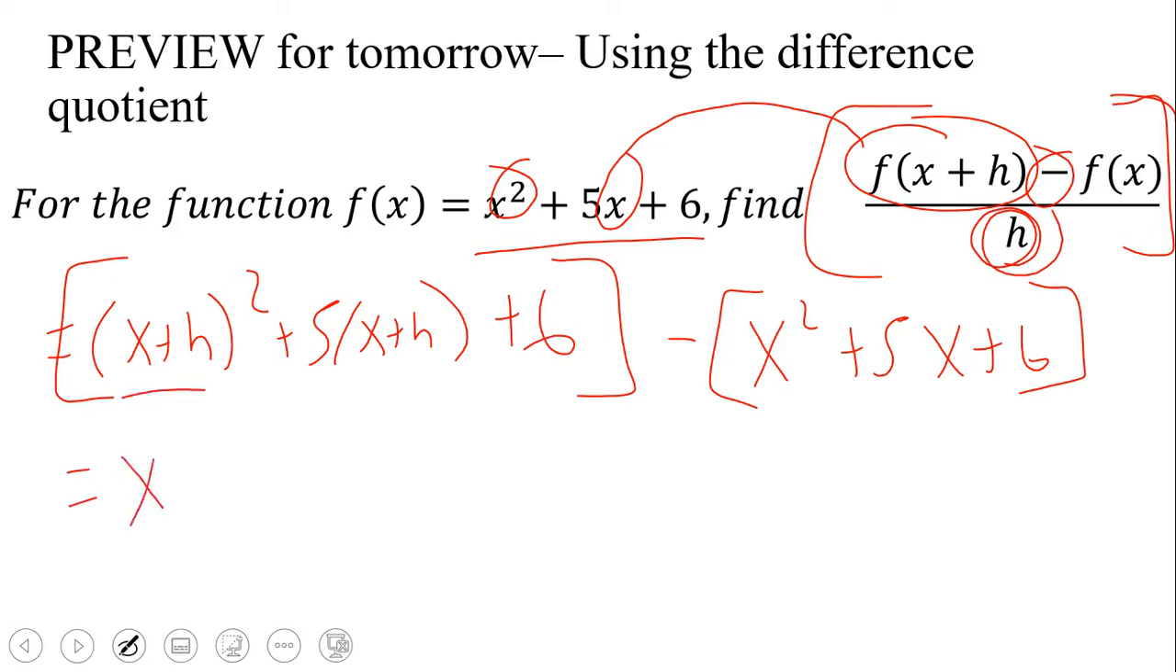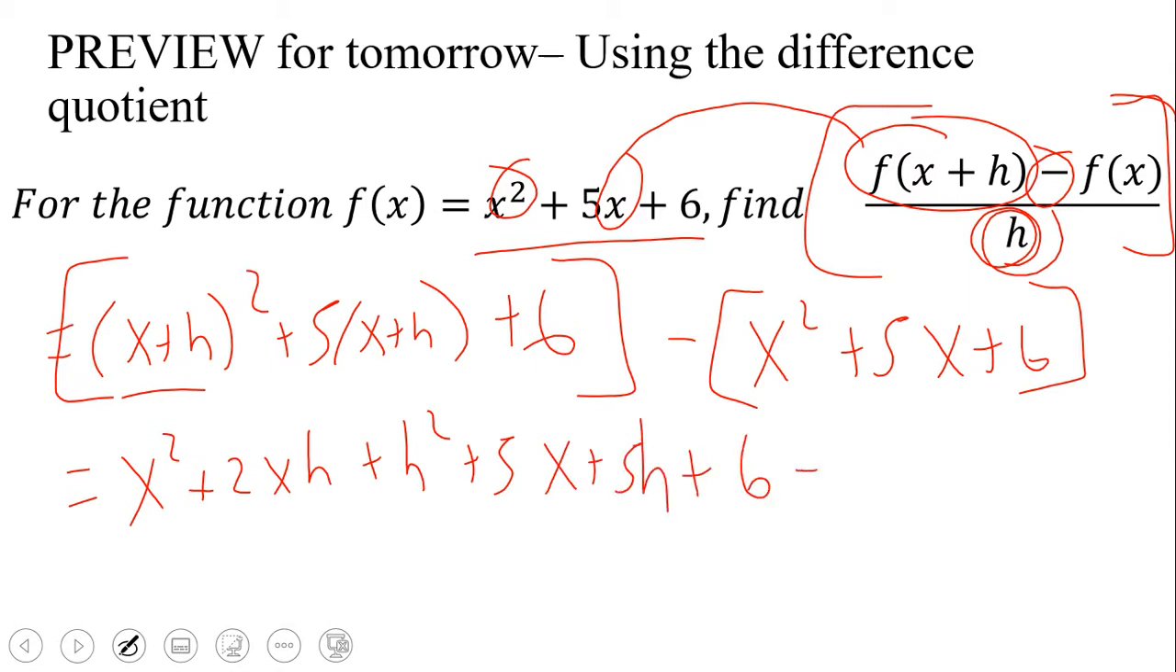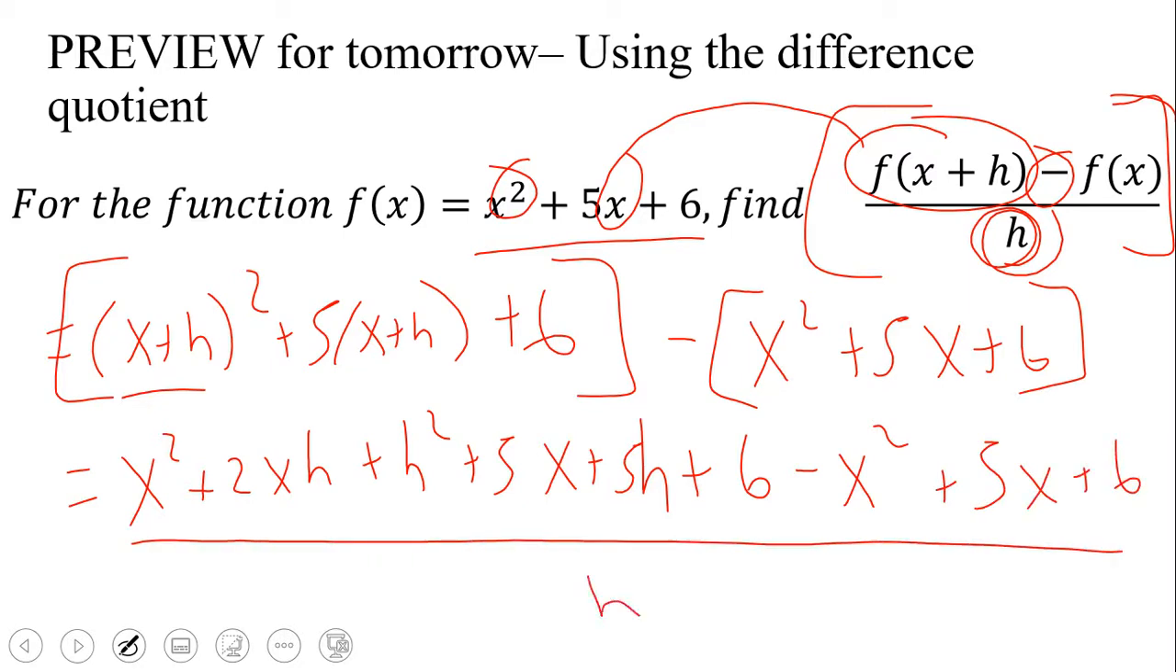So x plus h squared, that's a FOIL. X times x is x squared. X times h is xh, and there's going to be 2 of them for outers and inners, plus h squared, plus 5x, plus 5h, plus 6, minus x squared plus 5x plus 6. And again, technically, this is all still over h. You're going to go ahead and start simplifying, and good things should happen. Sorry, I forgot to actually distribute my subtractions there. So it should be a negative x squared, a negative 5x, and a negative 6.